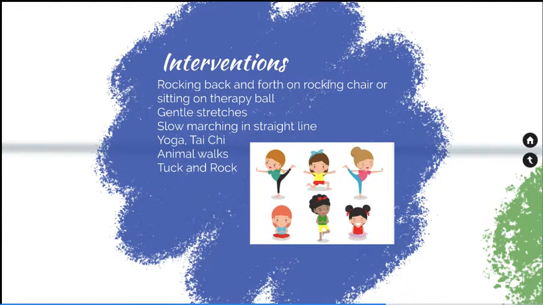Interventions to help work on these behaviors are to have the child rock back and forth on a rocking chair or sit on a therapy ball while completing tasks. Gentle stretches, especially at the neck and back, help with vestibular input. Physical activity like yoga, tai chi, animal walks, and slow marching are all beneficial as well. Having the child tuck and roll will also help. This means to have them put their body in the shape of a ball and rock back and forth slowly on their back.